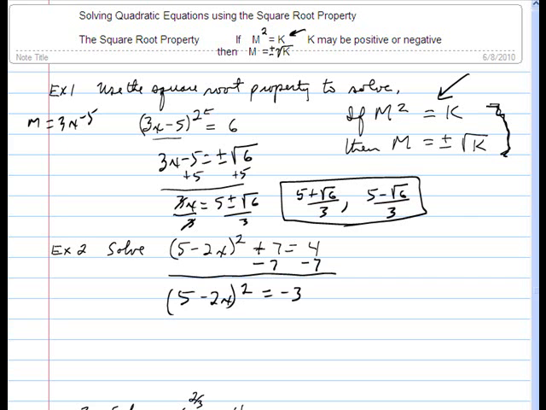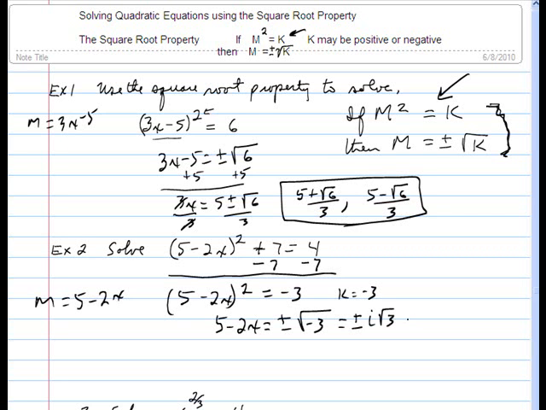And now I have my mess. My mess is 5 minus 2x. My mess squared is equal to my k. My k is negative 3. So the square root property says the mess, 5 minus 2x, is positive or negative the square root of negative 3. Well, we know that we don't leave anything in that form when we're dealing with complex numbers. We always put them in the i form. So we'd say positive or negative i square root of 3.